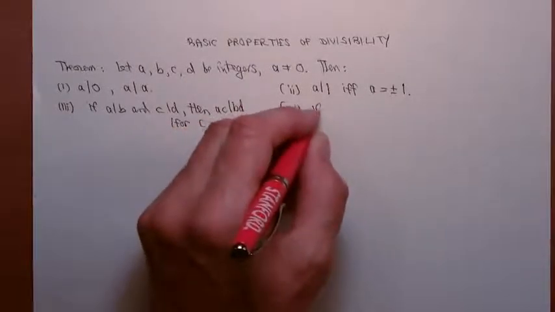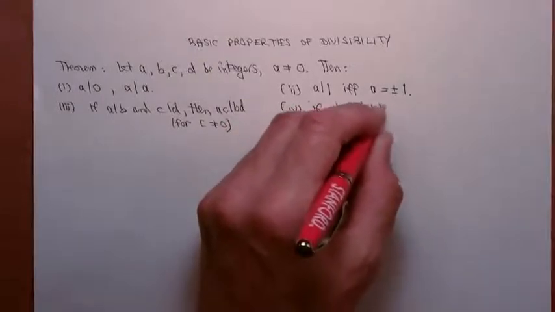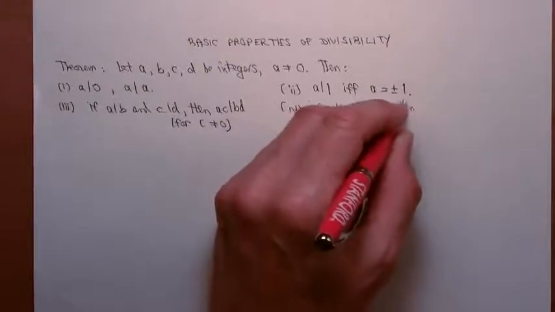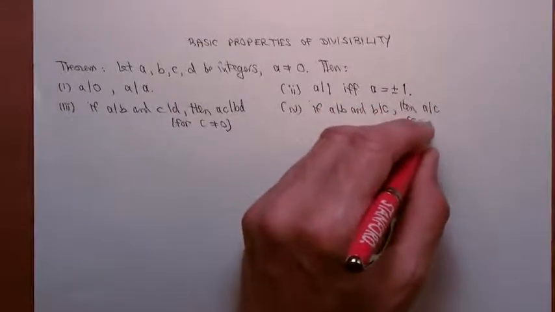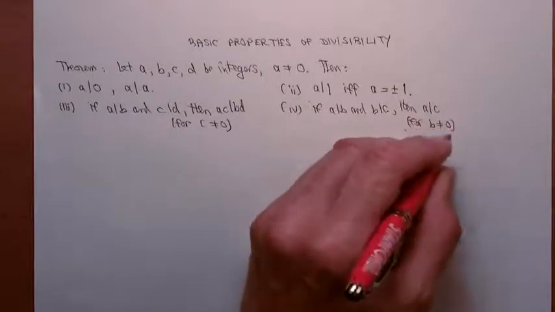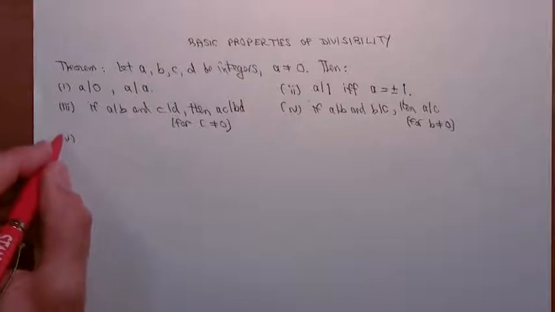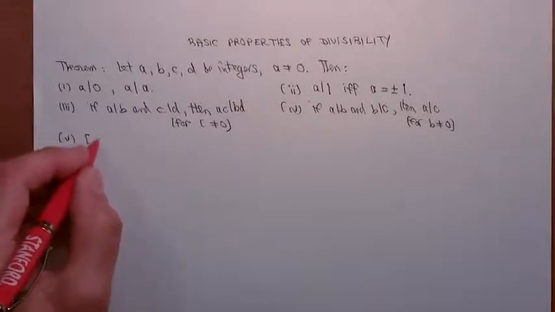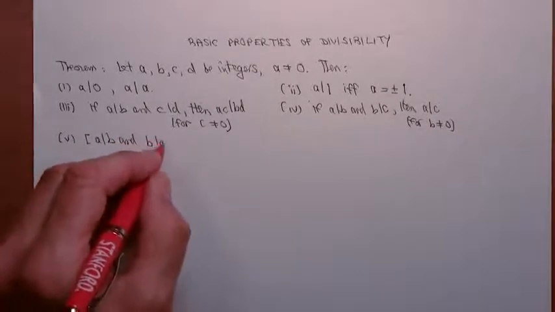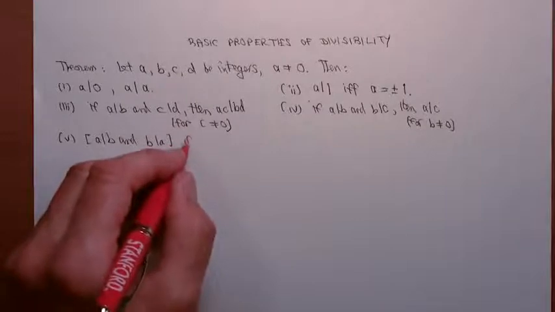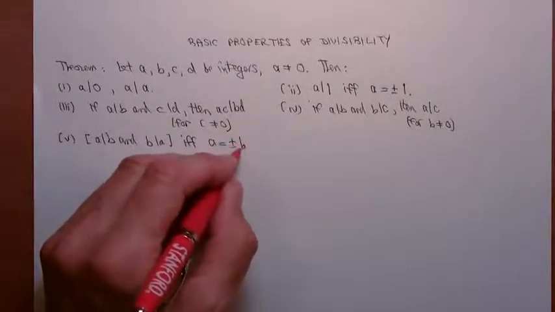4, if a divides b and b divides c, then a divides c, and this is under the assumption b non-zero. Again, we have to exclude the possibility of division by 0. 5, a divides b and b divides a, those two hold if and only if a equals plus or minus b.